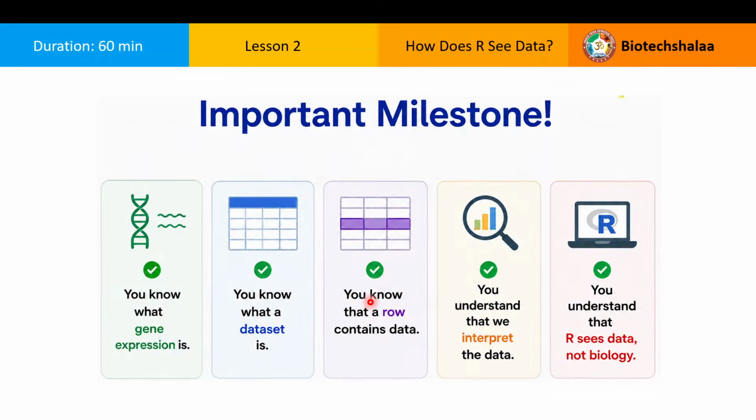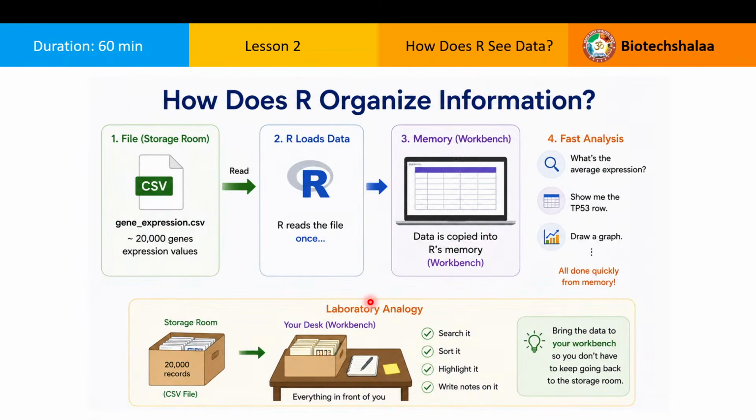So let's understand it with an example. Imagine that you have just finished an RNA sequence experiment, and your professor emails you a file, and the file name is geneexpression.csv. Now, inside this file, there are 20,000 gene expression values. Now, imagine that R opens up this file. So what will happen next after R opens up this file?